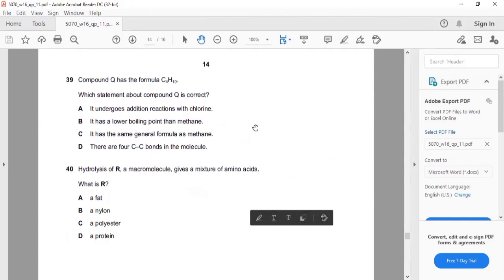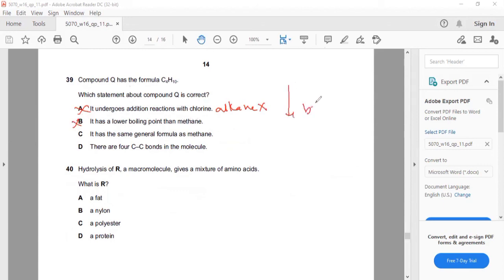39. Compound has C4H8. Which statement about the compound? C4H10. Addition, no, because it is alkane. Alkane does not react with addition reaction. It has lower boiling point than methane, wrong. Down the group, boiling point increases. It has the same general formula as methane, yes. Both are alkanes and both are CnH2n+2.